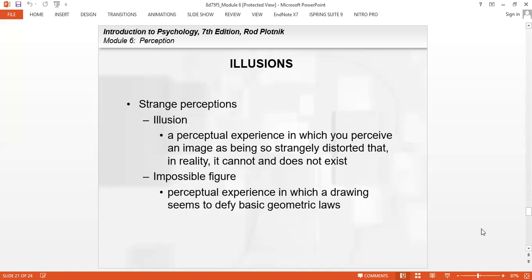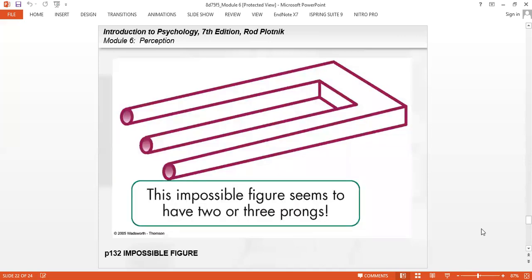Strange perceptions, illusions: a perceptual experience in which you perceive an image as being so strangely distorted that in reality it cannot and does not exist. Impossible figure: a perceptual experience in which a drawing seems to defy basic geometric laws.